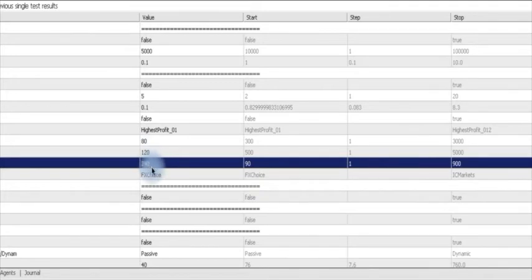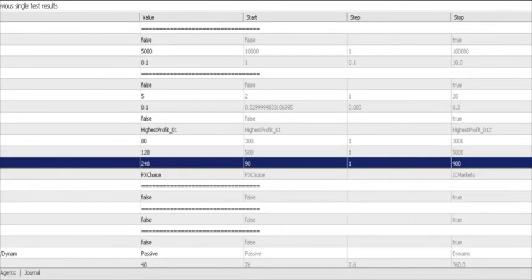Now, how do I decide on this number? Basically, I'm giving you a hint. If you have IC Markets, you can use 240. If you have FX Choice, those are brokers, then you can use 90. Now, what if I don't have these brokers? I have a different broker. Then I can use optimization.